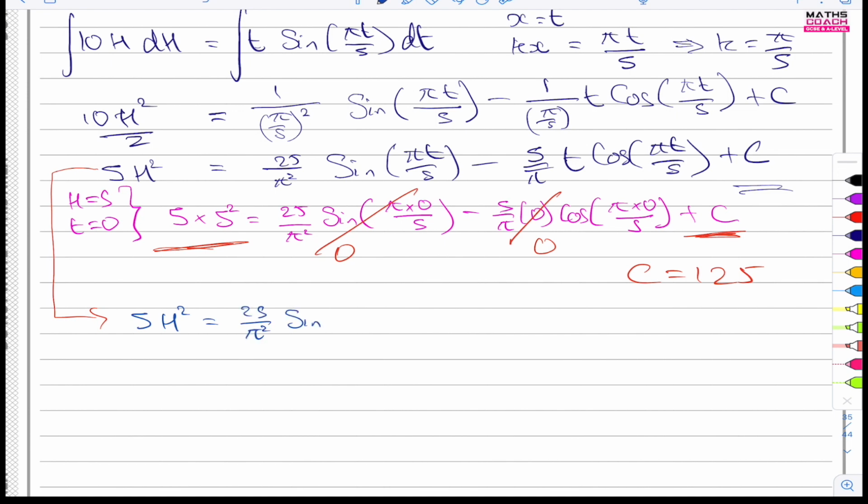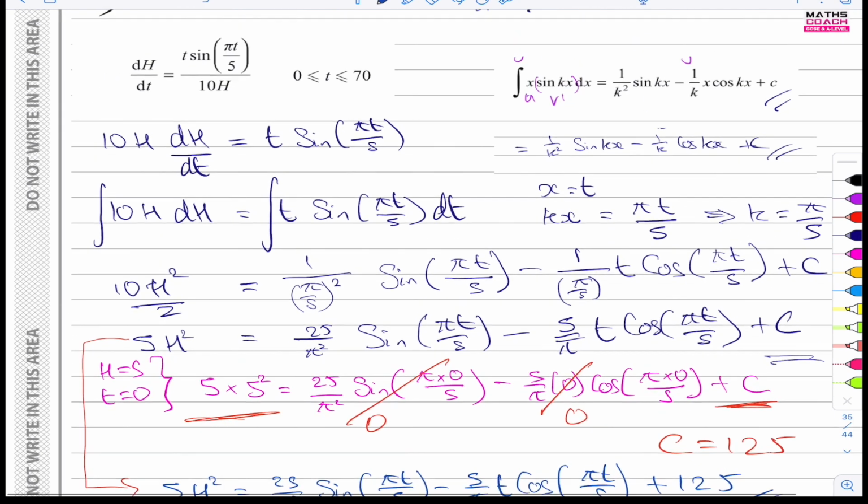So c equals 125, which means we can now rewrite this as 5h squared equals 25 over pi squared sine of pi t over 5 minus t cos, and plus c, which is 125. So that's the solution done for the differential equation.